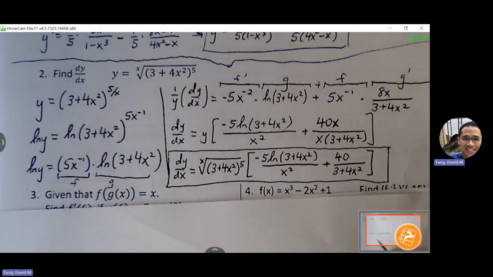Okay, but the important thing is being able to recognize the need for log differentiation, right? I want us to be able to look at a problem after you rewrite it and be able to recognize, okay, this is a variable raised to a variable. I don't do power rule. I don't do chain rule. I don't do exponential rule. This is a workaround. I got to go through log differentiation.